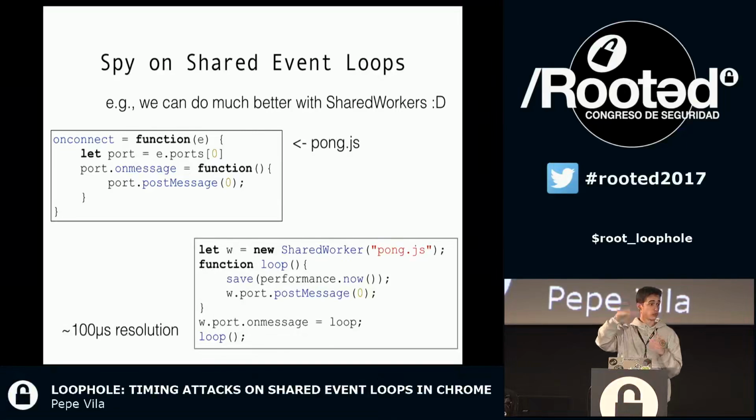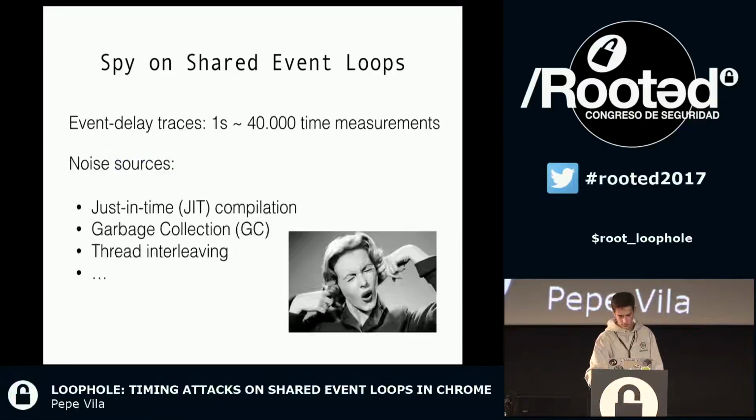If the input-output thread is congested, we will see delays in the trace that we generate. This could improve if instead of saving timestamps on one side, we save them on both sides, on the shared worker and the spying website, and then we match them. This is the idea. With that very simple JavaScript that can be executed in the website, we would generate event delay traces. In 1 second, we will have some 40,000 time measurements.